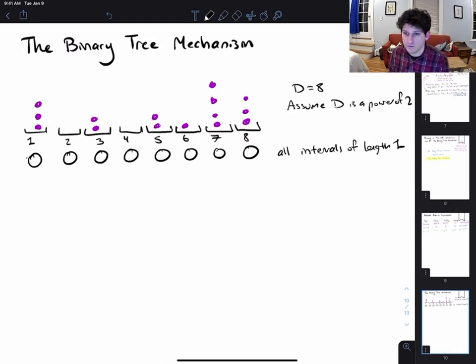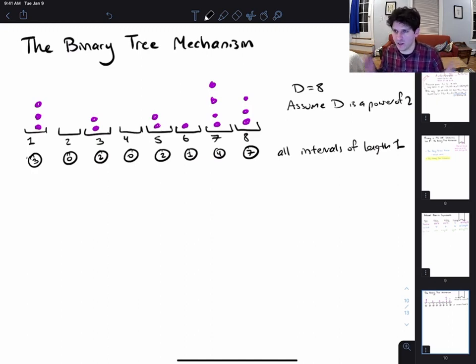Of length 1. Okay, and I can write down the answers to all these queries: 3, 0, 2, 0, 2, 1, 4, 7, just to give you a sense of what these queries mean. So this is not going to help me. Okay, so here's a good thing about this. The sensitivity is 2. If I change one of these purple points, I add 1 to one of the queries and I subtract 1 from one of the queries.